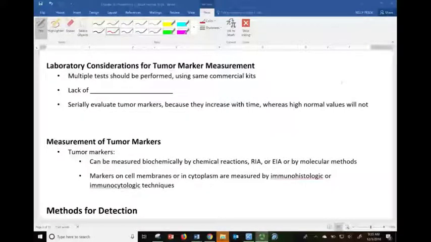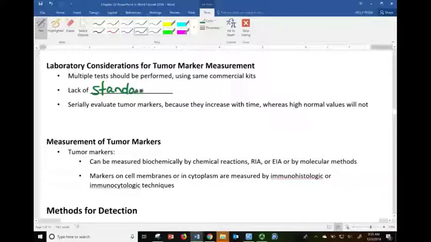So some of the problems with doing tumor marker measurements. There are multiple tests out there and multiple different kits, and there is a lack of standardization between the kits. So for example, linearity can be very different from one facility to the next. So it is good to stick with the same assay performed at the same lab.